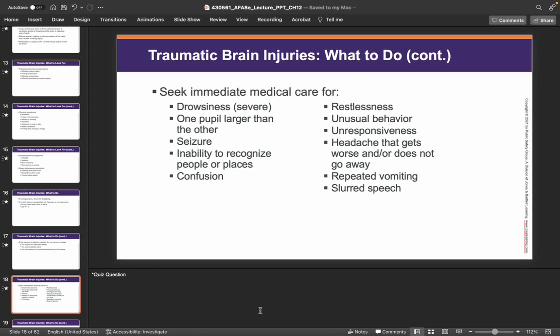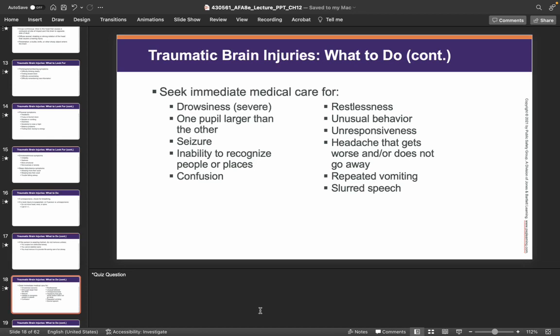Drowsiness, like cannot stay awake type drowsiness. Okay? If there's one pupil larger than the other, that's serious. Seizures, especially if it's their first seizure ever, okay? Or if it lasts longer than usual if they have seizures normally. Or if you're unable to get them responsive after a seizure, okay? An inability to recognize people or places, like no idea where they're at, those kinds of things. Again, severe confusion. Restlessness, they just cannot calm down. If you know the person and their behavior is just very highly unusual, something to be concerned about.